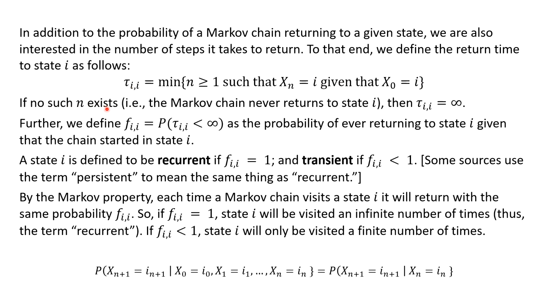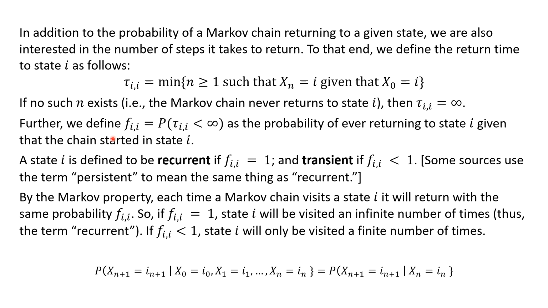If no such n exists, the Markov chain never returns to state i, and then we say that this quantity tau ii equals infinity. So our state number 3 in the middle of the diagram from the example in the last slide would have this property here, because once you leave, you never come back. There's no minimum number of steps. It's basically infinite. You don't come back.